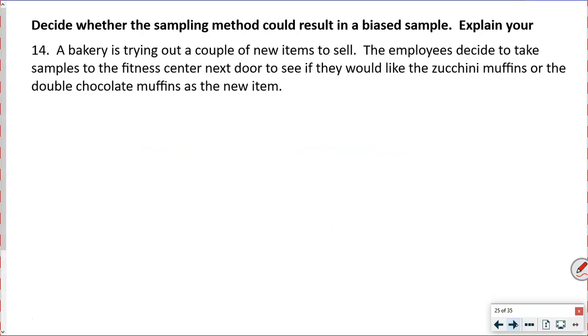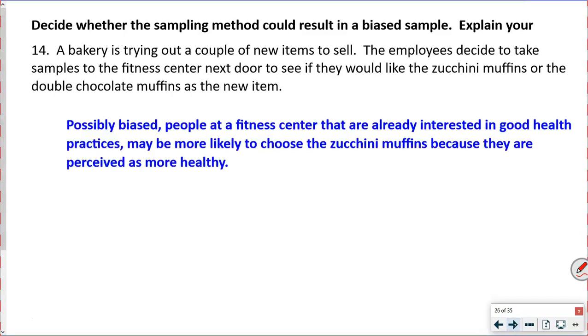Number 14, a bakery is trying out a couple new items to sell. The employees decide to take samples to the fitness center next door to see if they would like the zucchini muffins or the double chocolate muffins as a new item. On this one, it could possibly be biased because people at the fitness center are already interested in good health practices, and they may be more likely to choose the zucchini muffin because they're perceived as being more healthy. But it depends on who's at the gym that day as to whether it would be biased or not, okay?